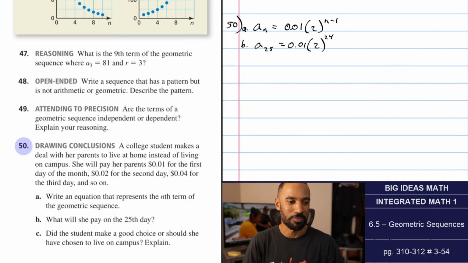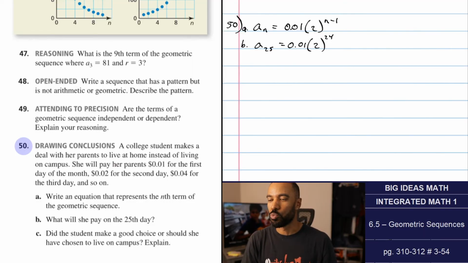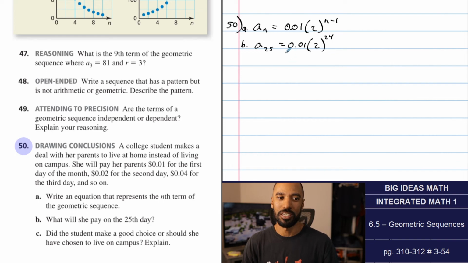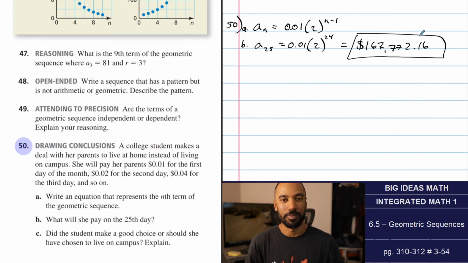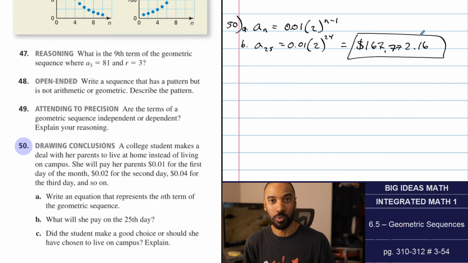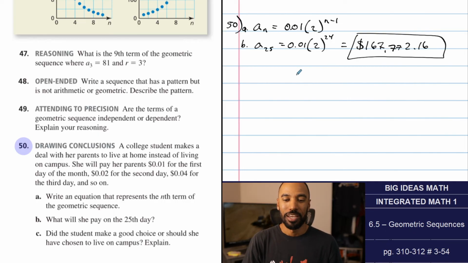So let me try this out. 0.01 times 2 to the 24th power. That is for the 25th day, by the way. So it's $167,772.16. That's just on that day. This isn't a running total. All right, 167,000, cough it up. The next day, all right, 325,000, cough it up.